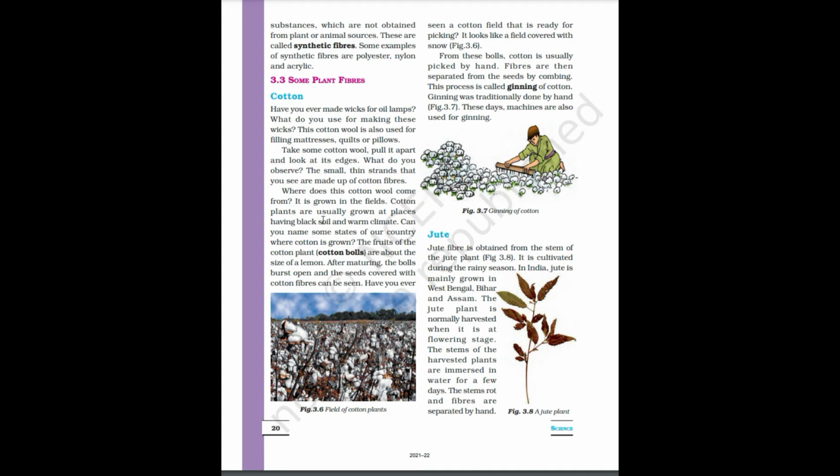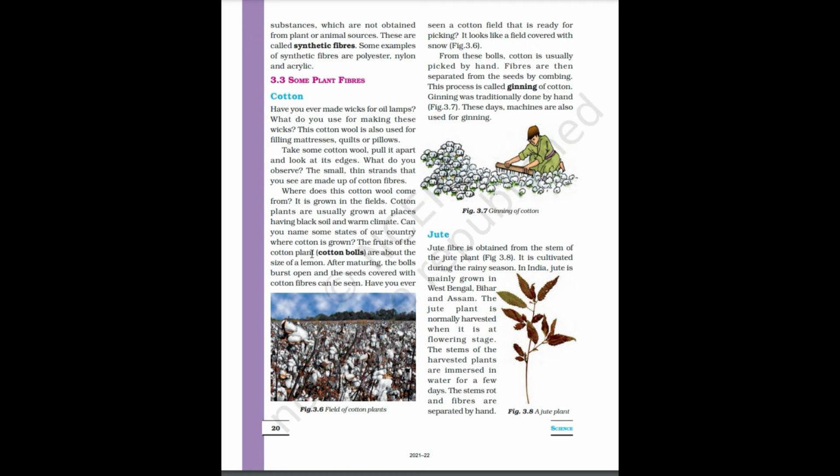Cotton plants are usually grown at places having black soil and a warm climate. So a cotton plant needs lots of black soil and a warm climate. It should be a humid and warm climate. It needs a good amount of water. Can you name some states in our country where cotton is grown?